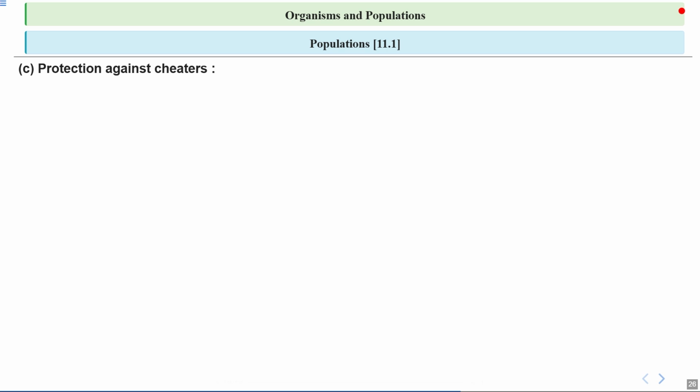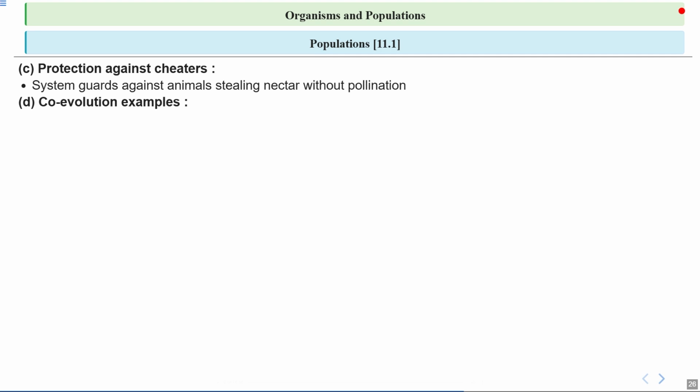Okay, now let's talk about protection against the cheaters. Some animals are cheaters as well, because they are getting all the benefit from the plants, but in return they are not providing anything. So you can see some systems protect against the cheaters as well. In nature, certain animals might try to steal nectar from the flowers without pollinating them. They are known as the cheaters, pollen cheaters, nectar cheaters.